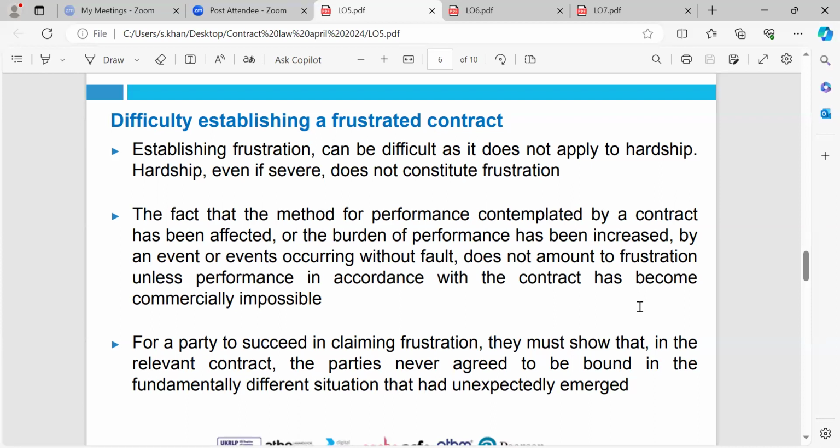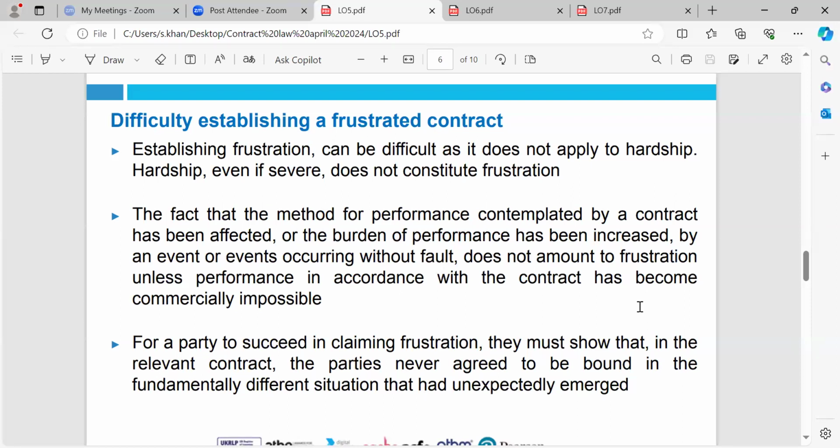Difficulty establishing a frustrated contract. Establishing frustration can be difficult as it does not apply to hardship. Hardship, even if severe, does not constitute frustration. The fact that the method of performance contemplated by a contract has been affected, or the burden of performance has been increased by an event or events occurring without fault, does not amount to frustration unless performance in accordance with the contract has become commercially impossible.